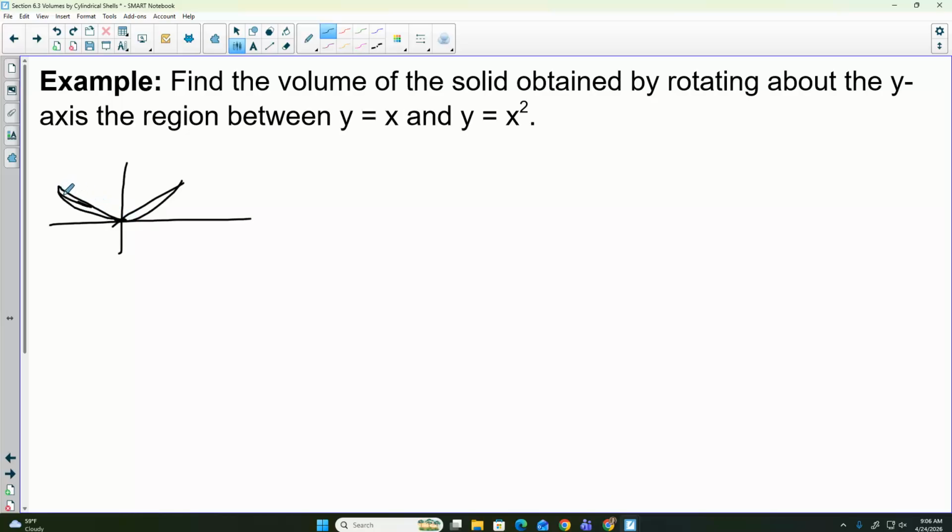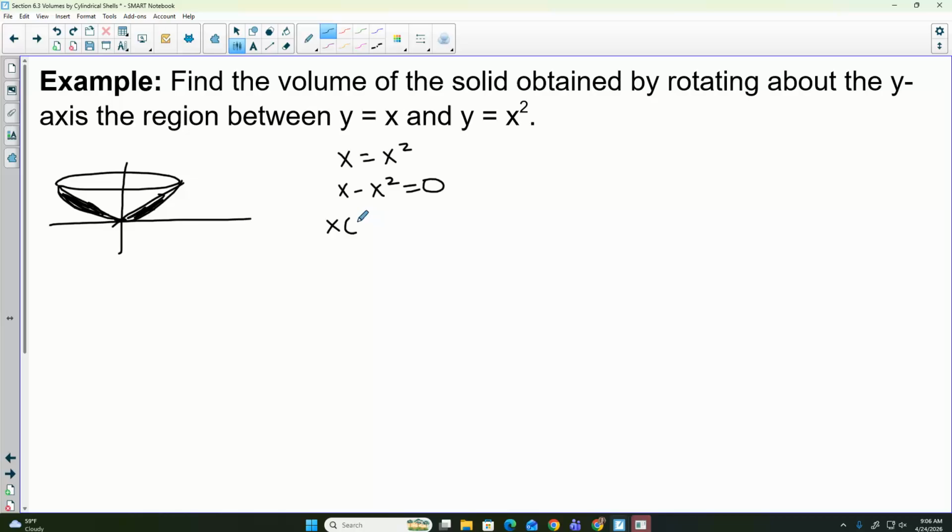Now, would I have to use shells to find this type of volume? No. Couldn't we use like the washer method here? Outside minus inside? Absolutely. This is just another technique for some more complex problems that sometimes couldn't be solved another way. So if I were doing this by shells, we still need to know where these curves meet. So that's at 0 and 1, so we're going to integrate from 0 to 1.